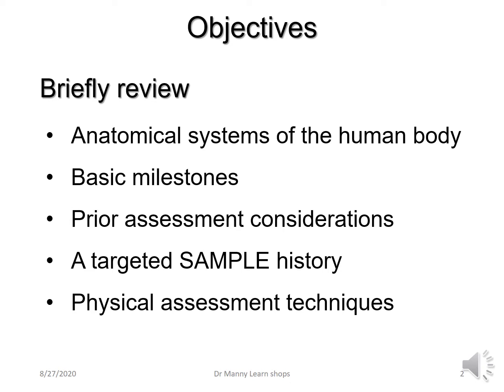This is part 1, which introduces you to Pediatric Physical Assessment. The objectives for this session are to briefly review the anatomical systems of the human body, identify certain basic milestones that might be important prior to doing the physical assessment, looking at assessment considerations for infants and children, then focusing on one way of getting a history, which will be the SAMPLE history, and then looking at certain physical assessment techniques.